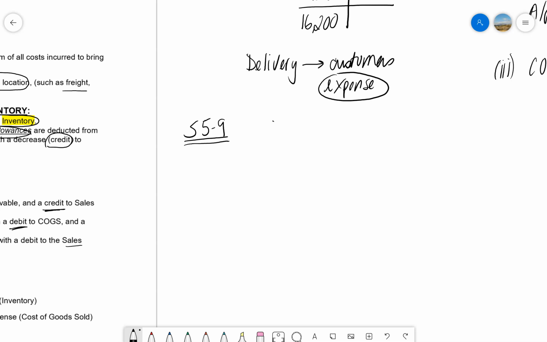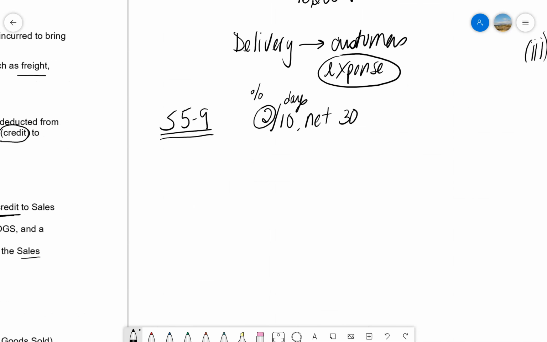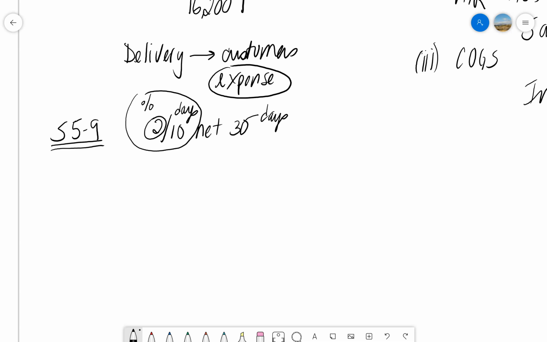So let's actually talk about these credit terms 2/10 net 30. Whenever a sale on credit is made, in order to encourage the customer to pay sooner, this is saying that we're going to give them a 2% discount if they pay within 10 days. Otherwise, the net amount is due within 30 days. Now, that's the example used in this question.